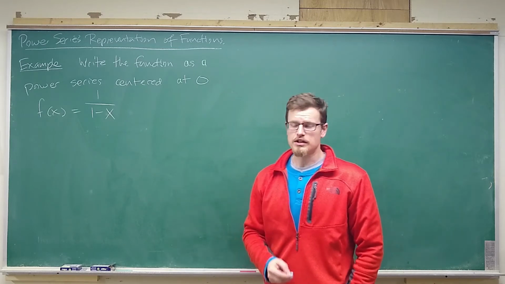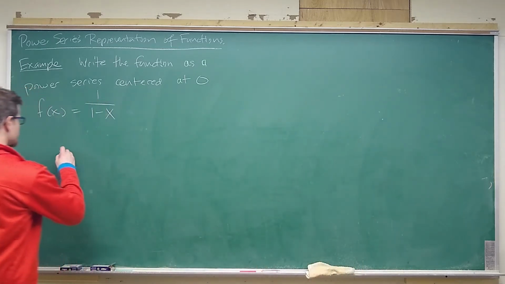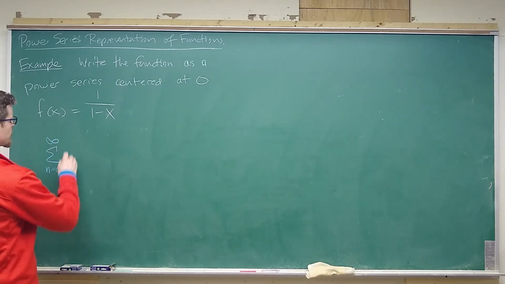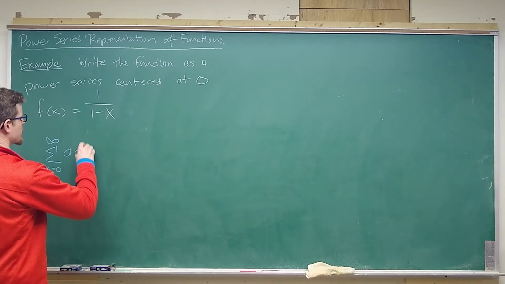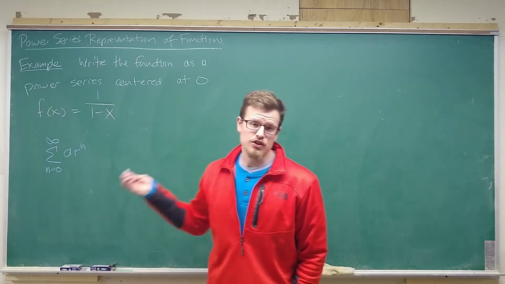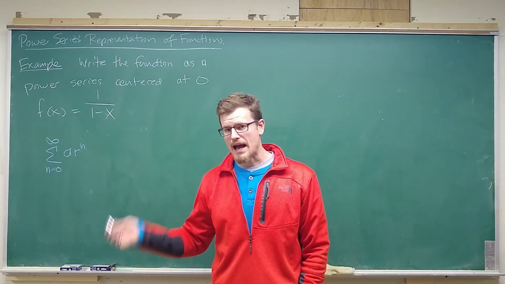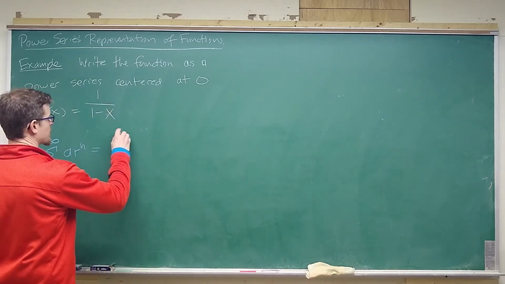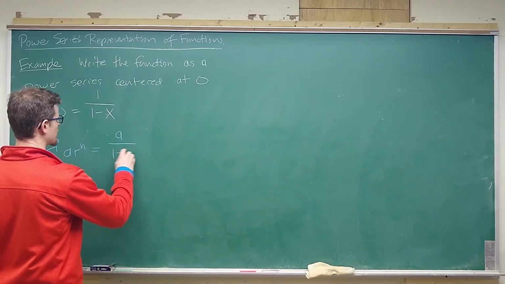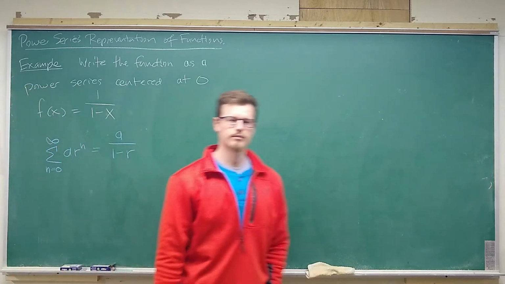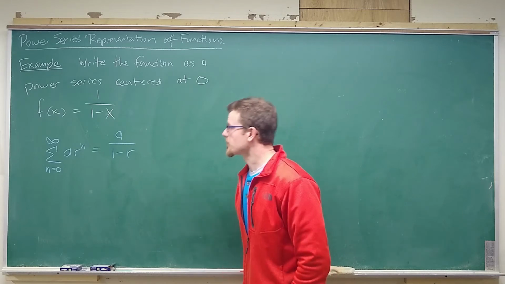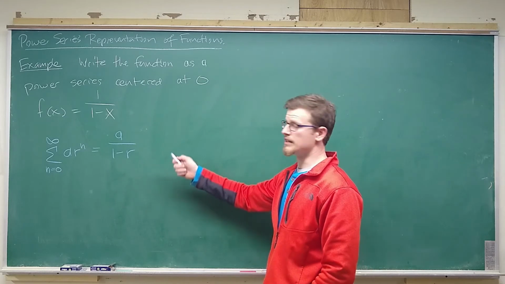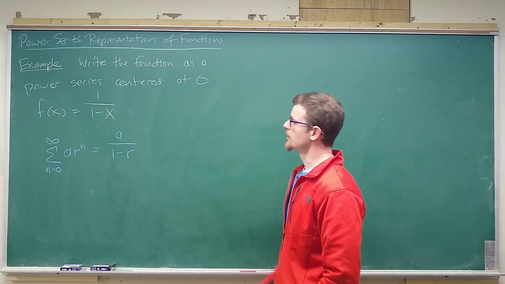So first, let's recall what a geometric series might look like. A geometric series looks like the sum from n equals 0 to infinity of a times r to the n. But what's so nice about the geometric series is that we actually know what the sum of the geometric series is. And it is exactly a divided by 1 minus r. This is incredibly convenient for us. Certainly, we know that it converges when the absolute value of r is less than 1, so we have a convergence.